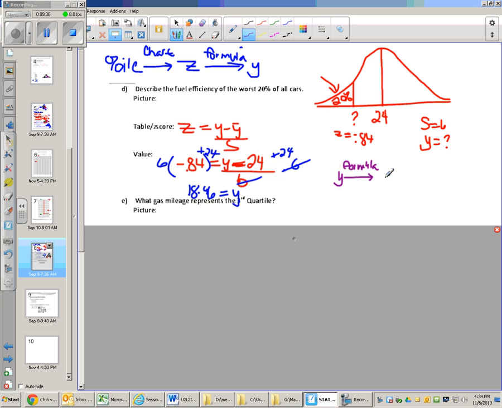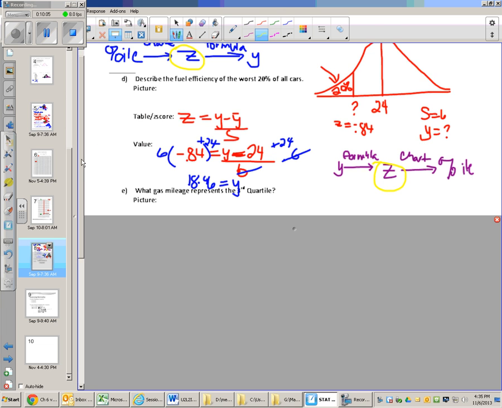From the formula, we got z, right? And then we used the chart to get our percentile that we needed. Percentile. Okay? So if you think about that, the z-score here is always your stepping stone. It's always the link between the value of your data set and the percentile that it corresponds to in the normal model. So keep that in mind. Z is always the stepping stone. It's always what you're going to have to find first.